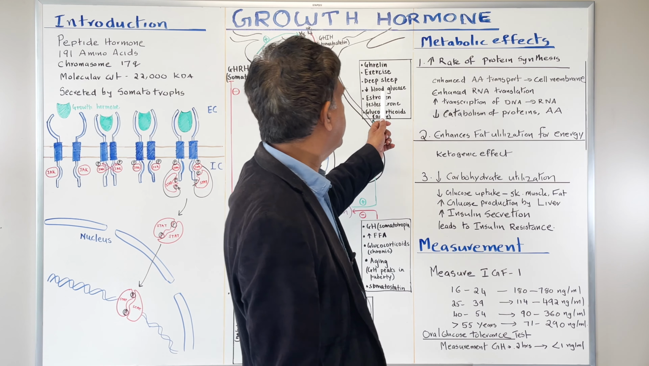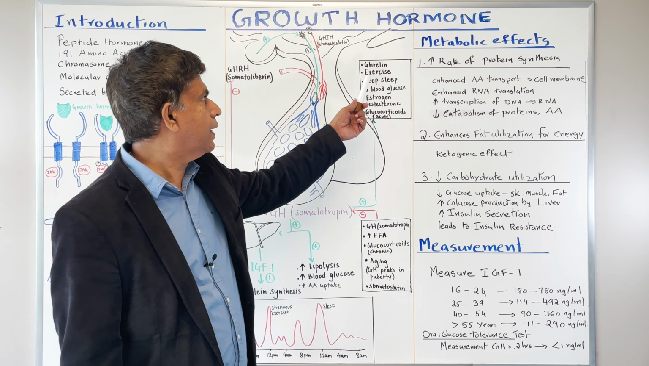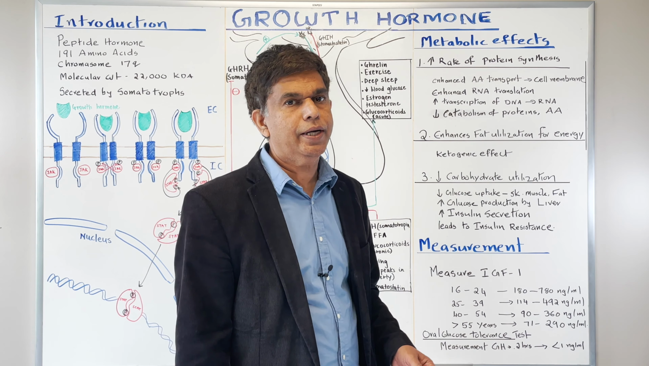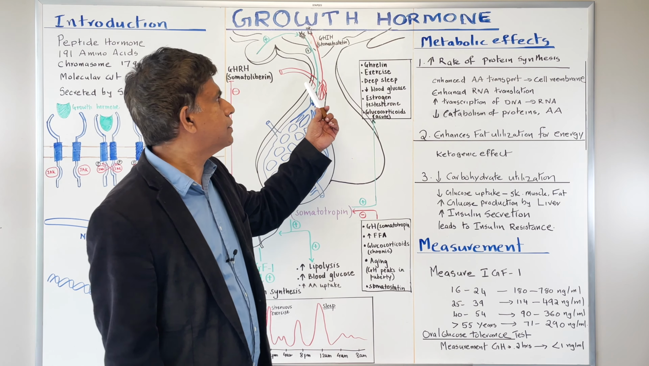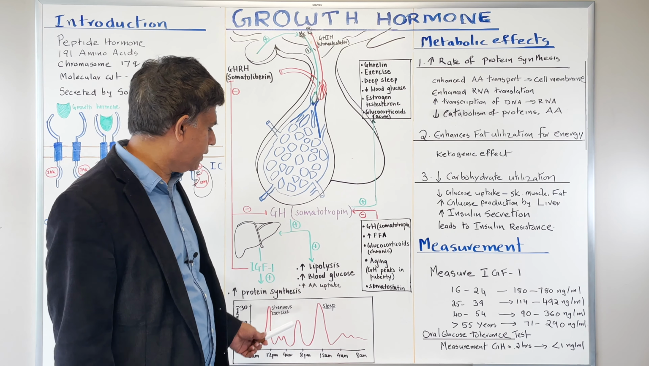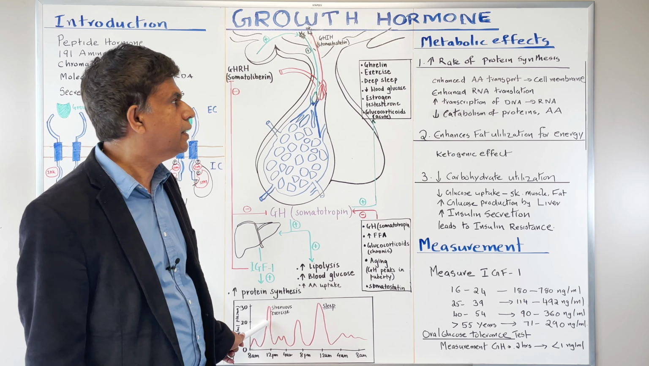Okay, now let's look at what other things stimulate it. Ghrelin, another hormone, is produced in the GI tract when there is hunger in the body. That increases growth hormone release. Exercise, we already said, strenuous exercise makes it go really high, right?